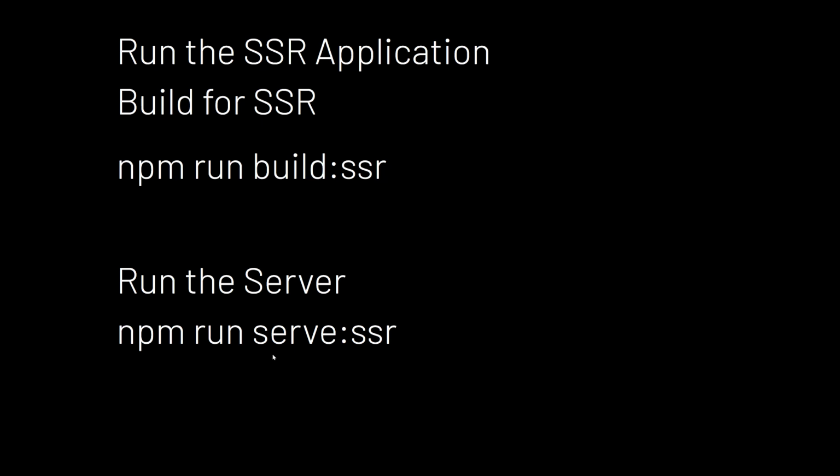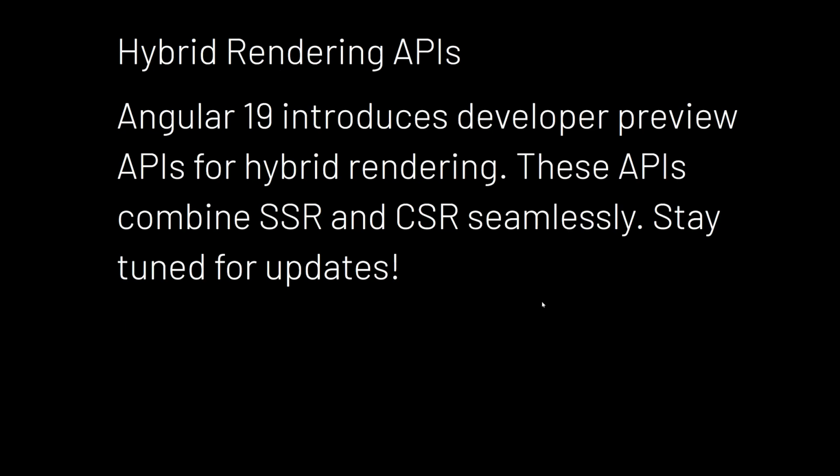or otherwise npm run serve SSR, you can also do it. And we also have hybrid rendering APIs, which we'll try to learn about in upcoming videos. So Angular 19 also introduces developer preview APIs for hybrid rendering. For each page, you can choose how you want to render it: pre-rendered, client-side rendered, or server-side rendered. So like that we can use different types. Each page you can also specify.